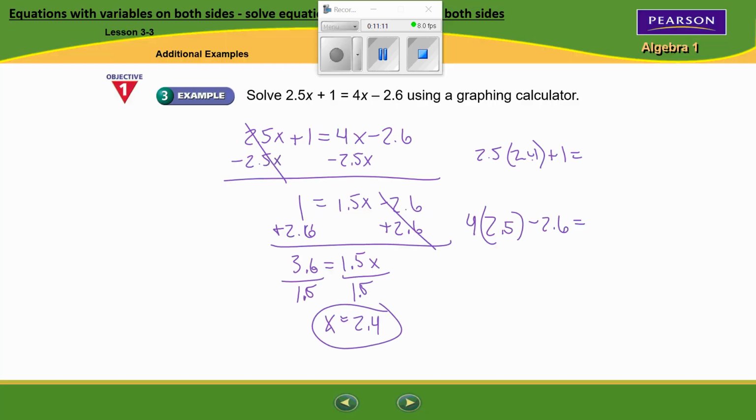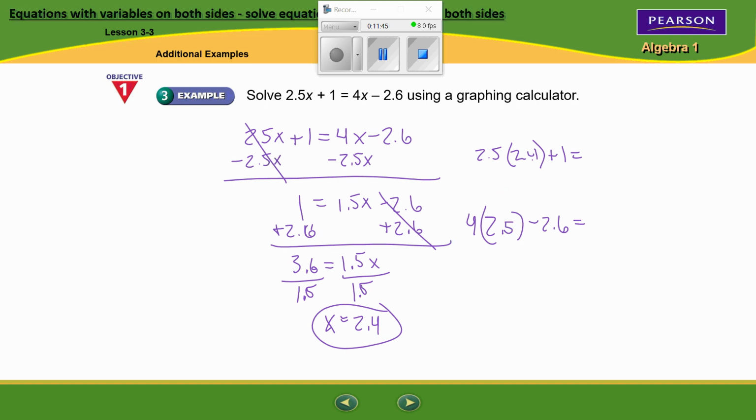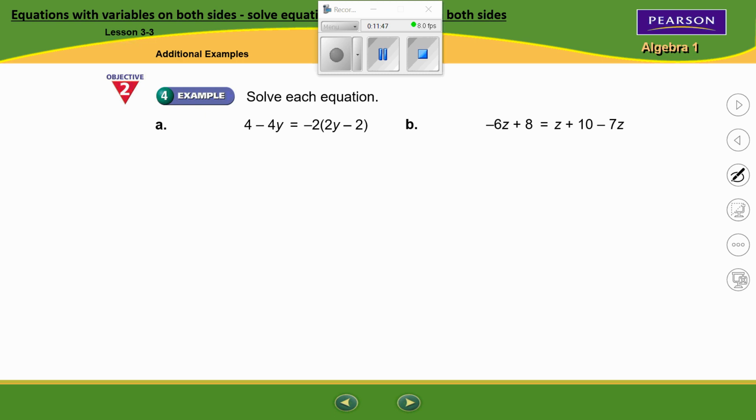All right, y'all. I figured out where I screwed up. And I apologize again. So it's right here. This should be 2.4. That's the number we're checking. So this is 9.6 minus 2.6, and that is 7. This is 2.5 times 2.4, which is 6, plus 1, which is 7. So everything's good. I didn't make a mistake in my initial problem. I made a mistake by plugging in the wrong number right here. So hopefully you can learn something from that, because I just did.